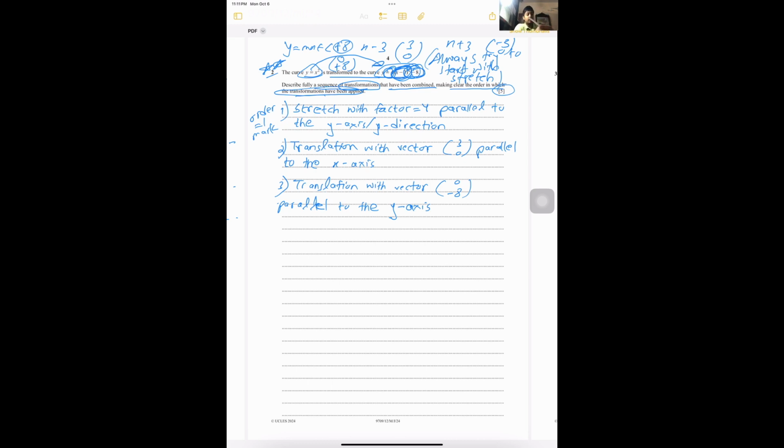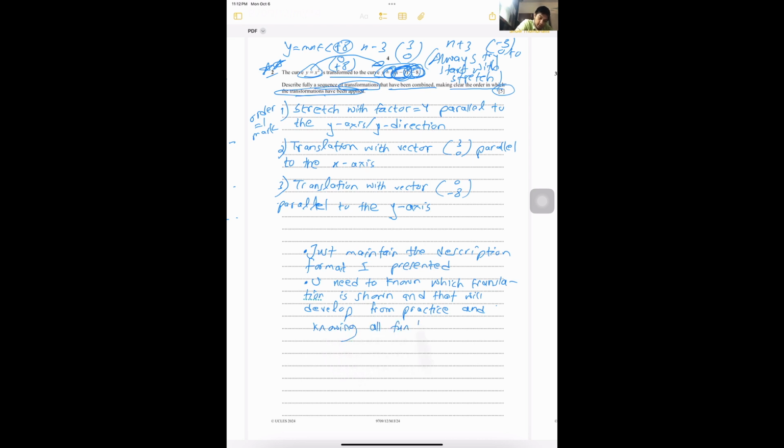It is easy but important. You just need to know the main concepts. So a note here: just maintain the description format I presented, and second, you need to know which translation is shown, and that will develop from practice and knowing all fundamental concepts, right? So those are just some tips I would like to give.